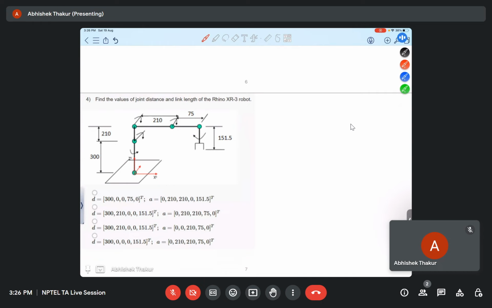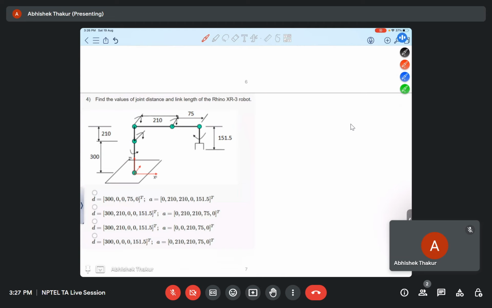Find the value of joint distance and the link length of the Rhino XR3 robot here. So we have to find D and A. So before finding D and A, first what we have to do, we have to assign the coordinate system here, and after that assign the coordinate frame for all these.